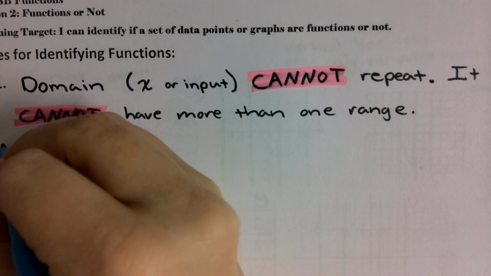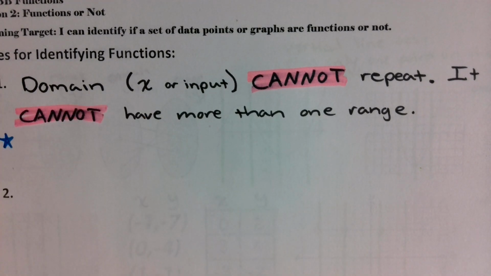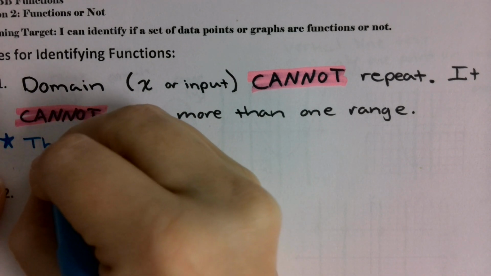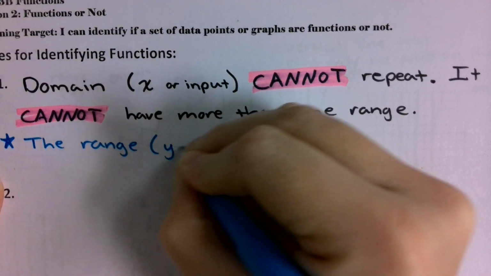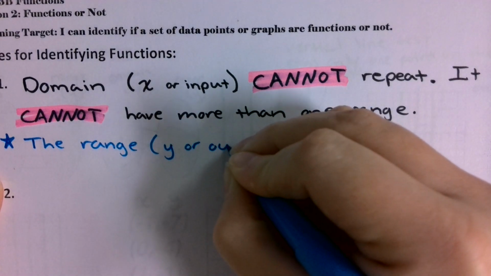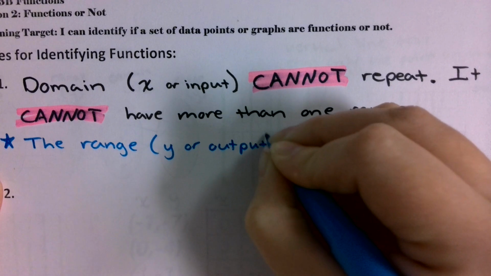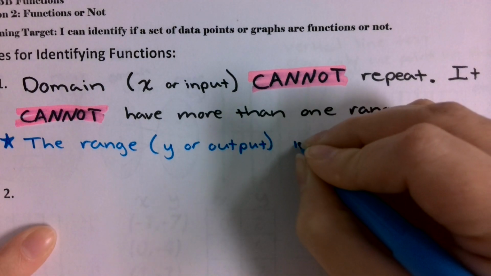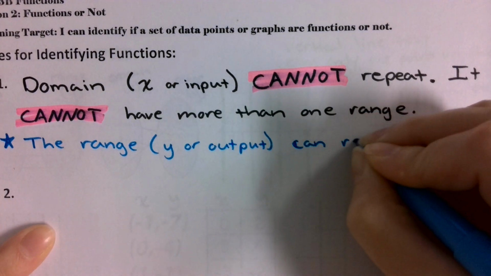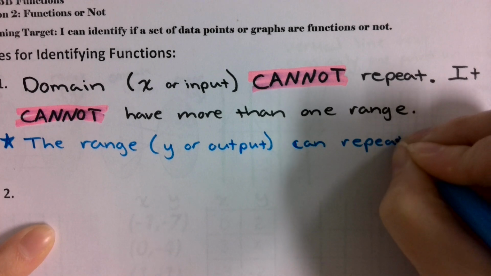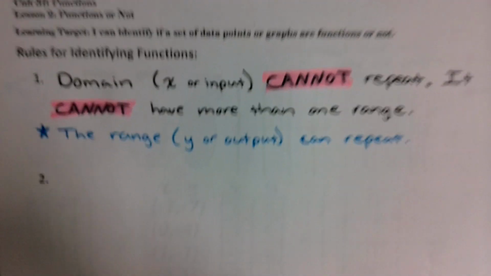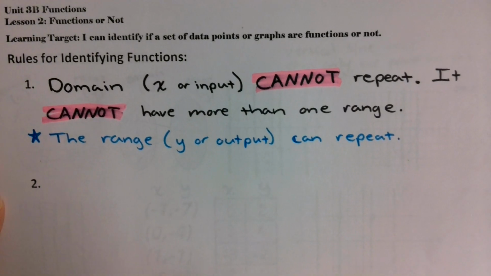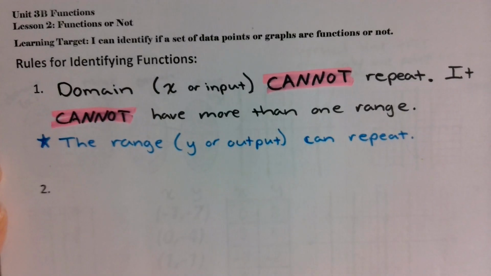But I'm going to put a little star here, a little side note. Remember, the range can repeat. The range, which is your y, or your output, can repeat. It doesn't always, but it is allowed to. The range is allowed to repeat. You're allowed to have a repetition for your range, but you just can't have that repetition for your domain.